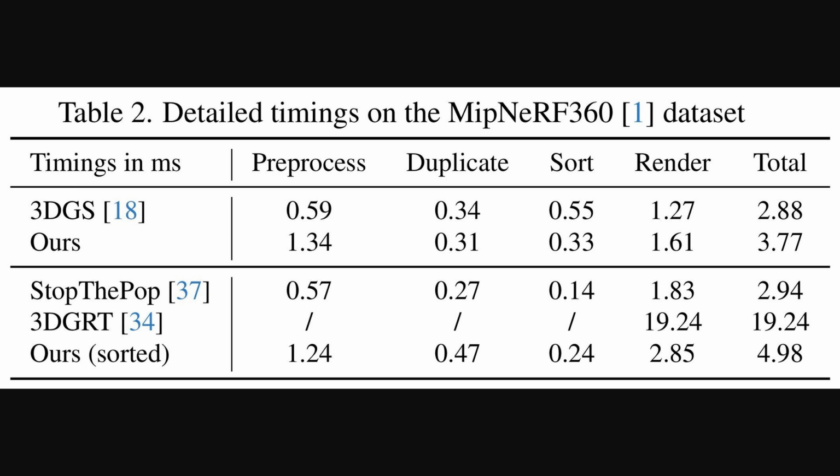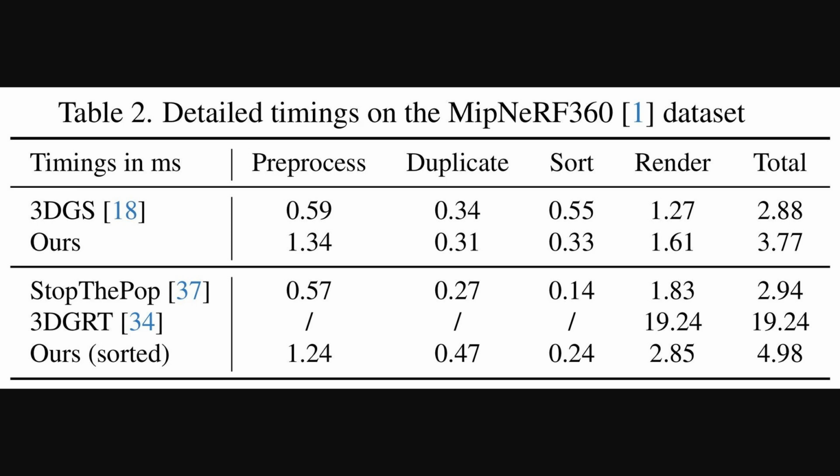The Rs version, which handles ray tracing alignment, is a bit slower at 4.98 milliseconds, mostly due to a longer render time. But, well, look at 3DGRT, the ray tracing method. Its render time alone is over 19 milliseconds. So this breakdown confirms that while 3DGUT adds a little overhead compared to 3DGS, it's still way faster than ray tracing alternatives.